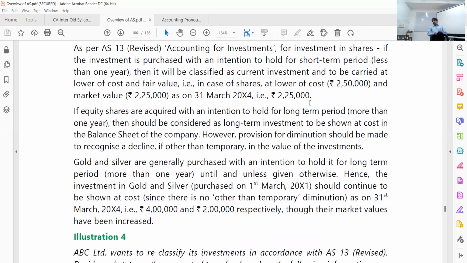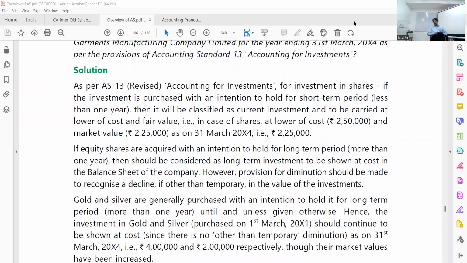That's it. That's all. Please go ahead and jot down the solution. This is the way you write the answer. For shares, it depends on whether it's a current or a long-term investment. And gold and silver are usually long-term. They are carried at cost. You can pause the recording till you jot down the solution.